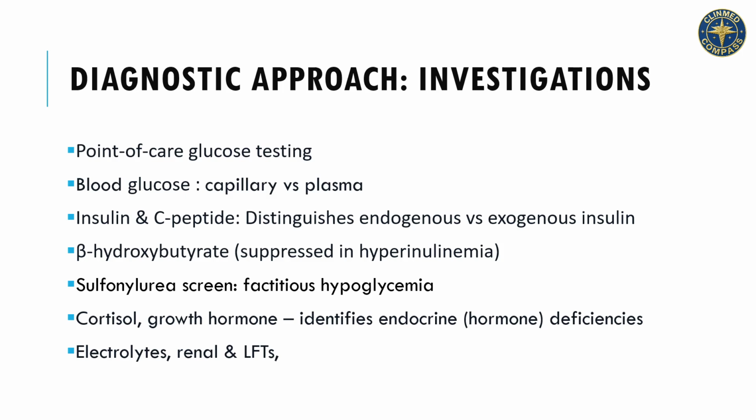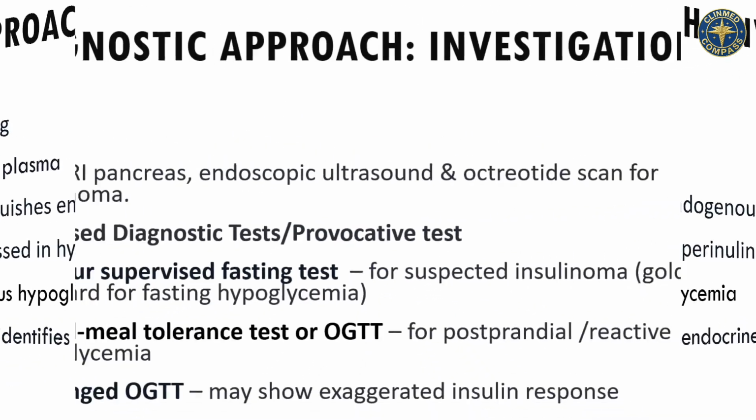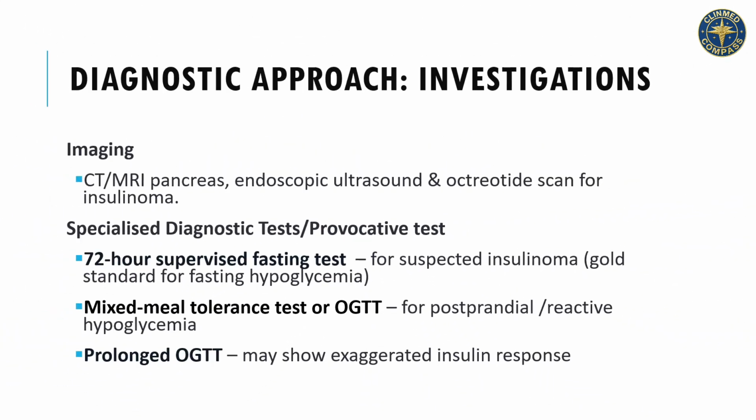Cortisol and growth hormone levels are useful for detecting endocrine deficiencies. Electrolytes, renal function tests, and liver function tests help to evaluate multi-organ involvement. A structured approach prevents unnecessary testing while improving diagnostic accuracy. Further investigations may be required depending on suspected cause of hypoglycemia. CT or MRI of the pancreas for suspected insulinoma. Endoscopic ultrasound or octreotide scanning for better localization of small tumors like insulinoma.